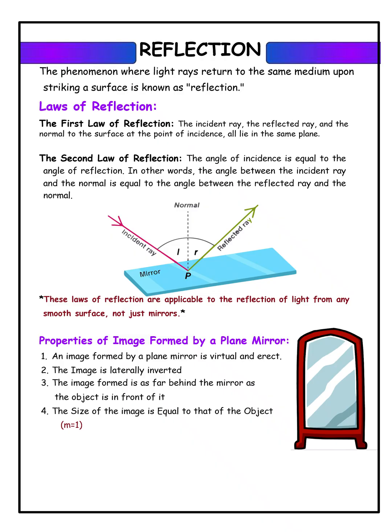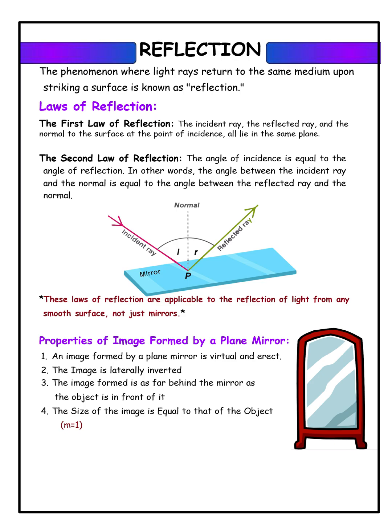Now let's understand what is reflection. This is the main part of light. If we have to understand this chapter, it's very important that these terms are very clear to you. So what is reflection? Reflection is basically the phenomenon where light rays return to the same medium upon striking a surface, and it is known as reflection. So basically reflection is bouncing back of light.